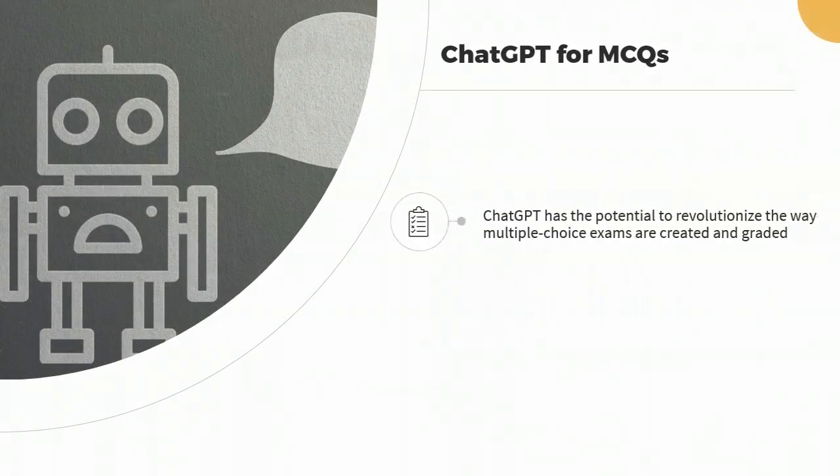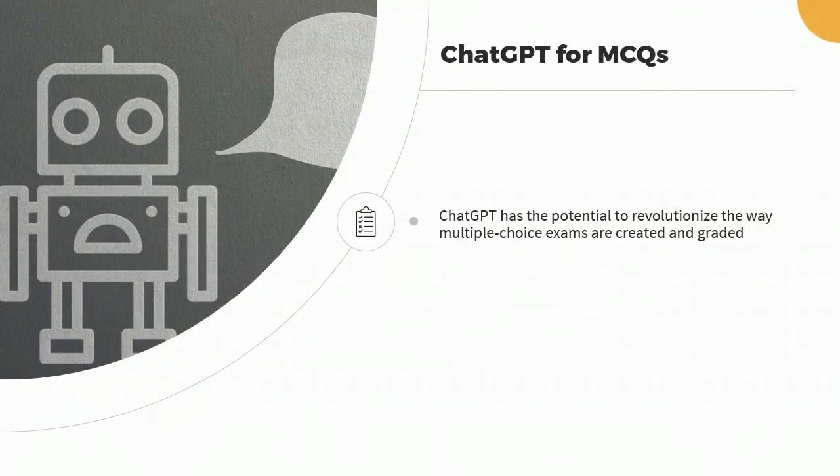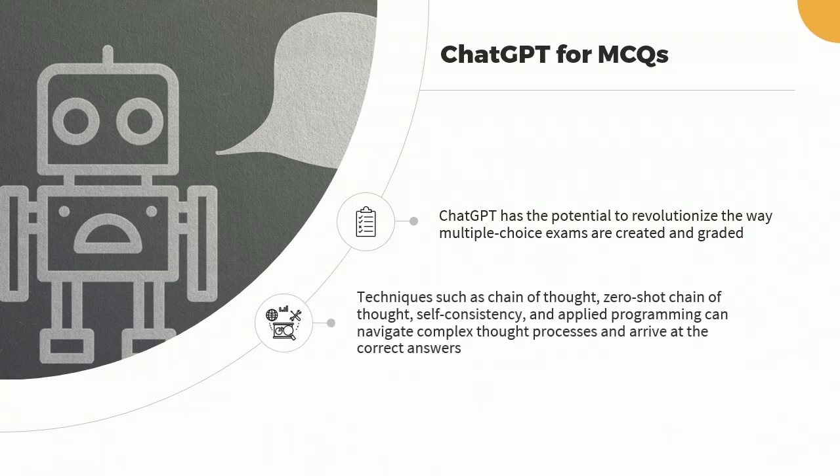In conclusion, ChatGPT holds immense potential to revolutionize the way multiple-choice exams are created and graded. With its advanced language processing capabilities, it can quickly and accurately analyze questions and provide appropriate answers. Several techniques such as chain of thought, zero-shot chain of thought, self-consistency, and applied programming can utilize the power of ChatGPT to navigate complex thought processes and arrive at the correct answers.